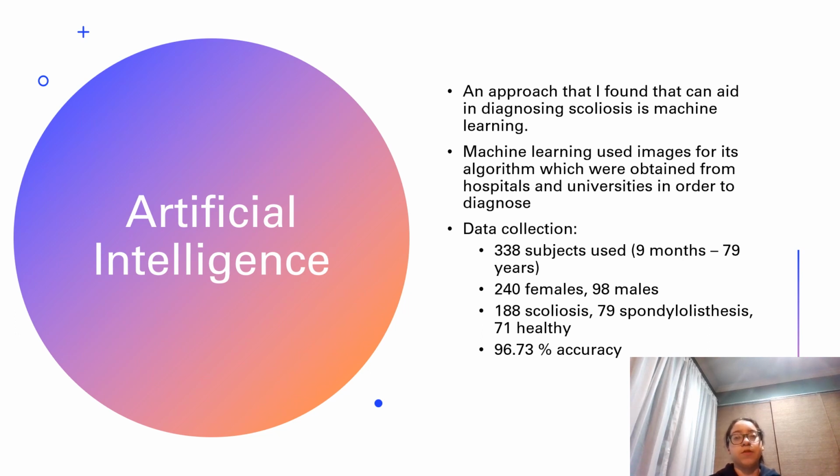One form of artificial intelligence that I did find was a machine learning model made to diagnose scoliosis. The people who made it created an algorithm with images from hospitals and universities. These images were obtained with consent from those who the pictures were taken of. The data comprised a total of 338 subjects ranging from around the ages of 9 months to 79 years. These subjects either had a healthy, normal spine, scoliosis, or spondylolisthesis.